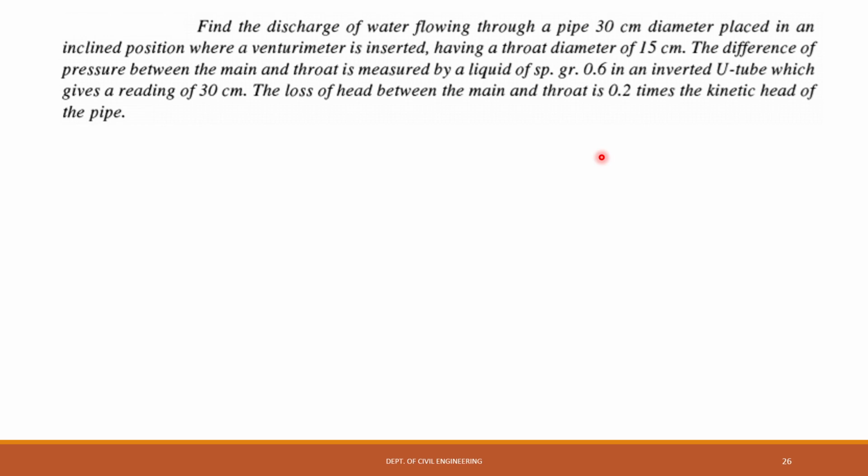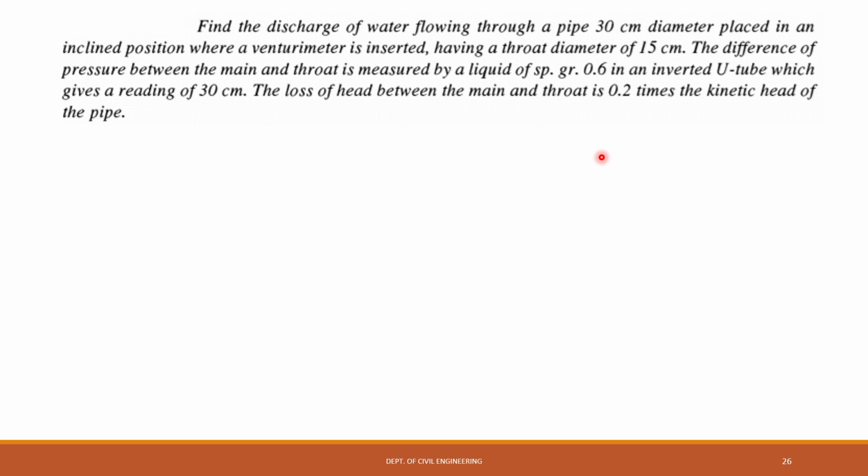So that means this is case 4. The venturimeter is inclined and manometric fluid is lighter than the flowing fluid. Okay, and the manometer gives a reading of 30 centimeters, so this 30 is your X value. Then loss of head between the main and throat is 0.2 times the kinetic head of the pipe. Here you need to consider the head loss also.